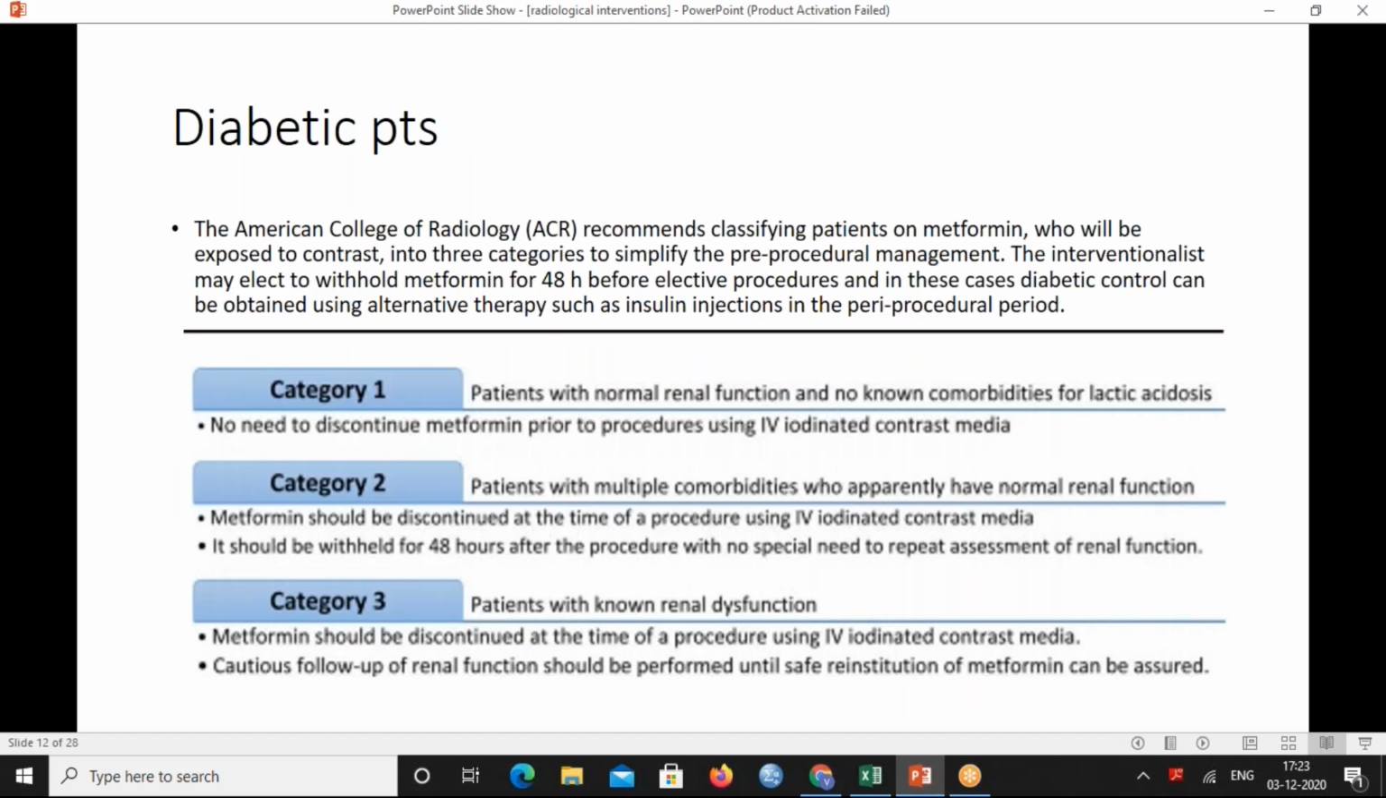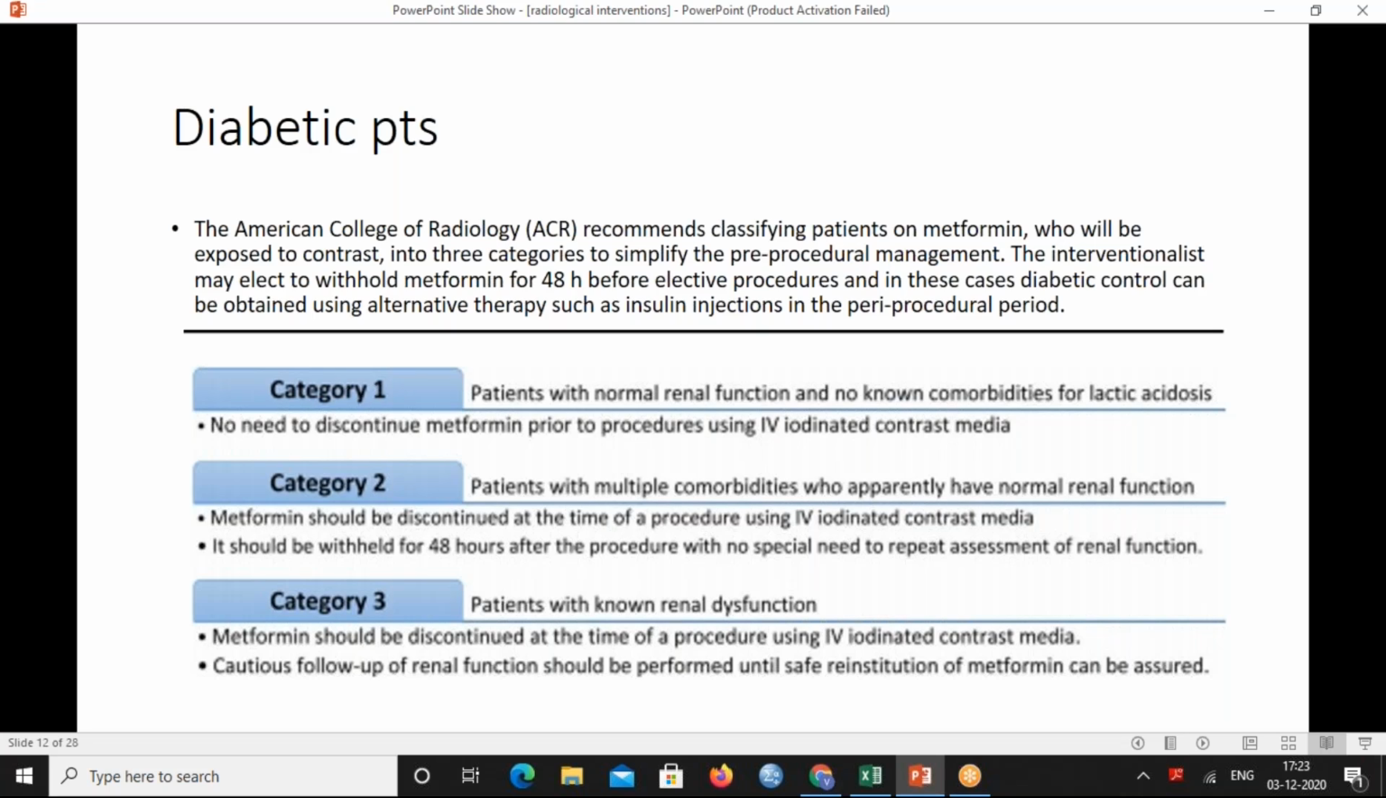And a few words about diabetic patients, like our earlier speaker has also told, the American College of Radiology recommends to withhold metformin for 48 hours before elective procedures. Now, again, they have divided the patients into 3 categories. Category 1, with normal renal function and no known comorbidities, no need to discontinue.